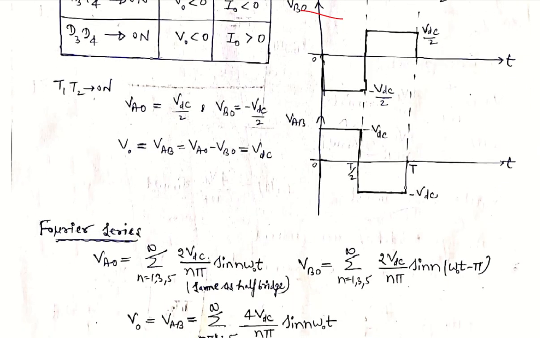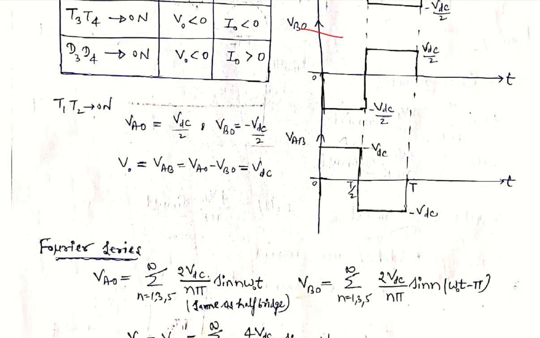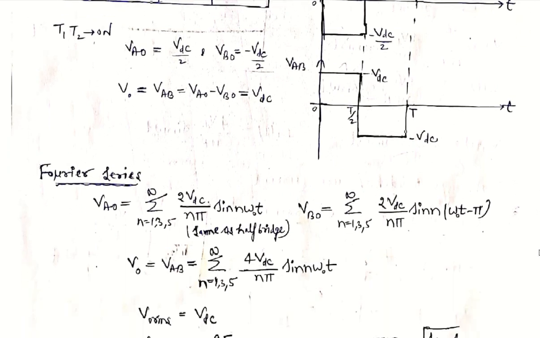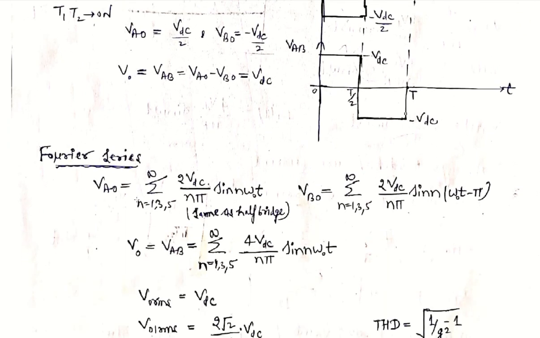Now we'll see the Fourier analysis of this voltage waveform. If you want to see the Fourier analysis, this pole voltage has the Fourier series which is the same as the half bridge.